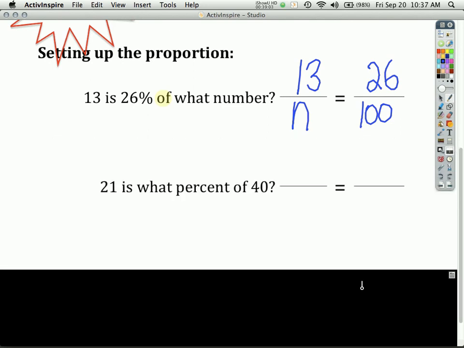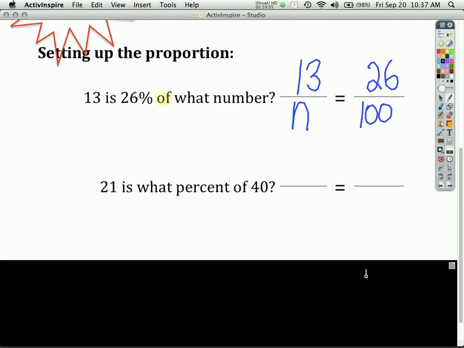Okay. 21 is what percent of 40? So again, the 100 is automatic. Then we find the percent. So what's the percent in this question, Stephanie? 8%. Okay, what was the first thing you were going to say? A variable. We don't know the percent, so you put a variable.